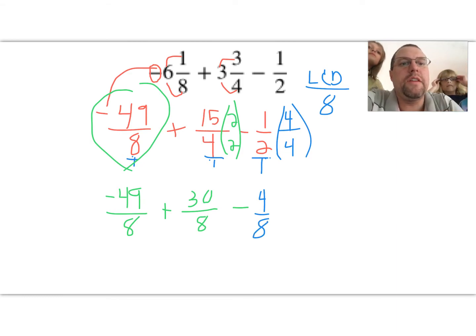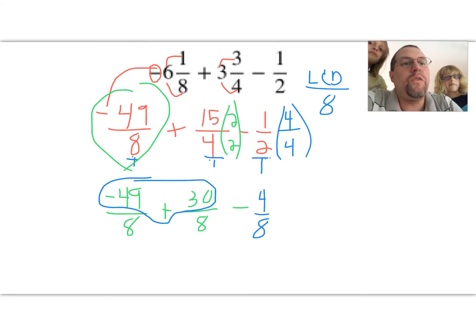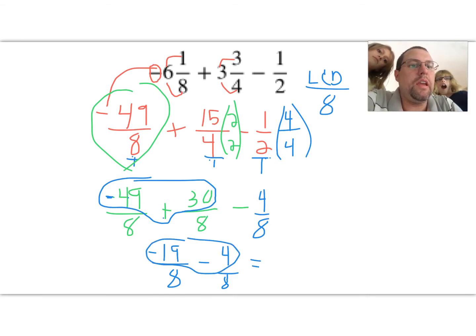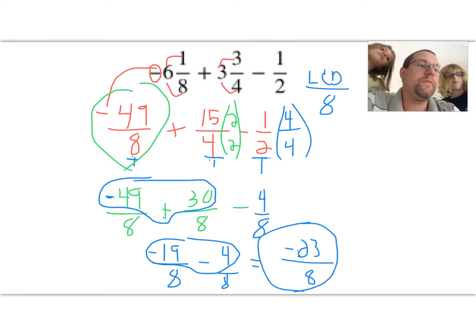So let's go across the top now. Negative 49 minus 30 is negative 19 eighths. But this is negative, so it's like subtracting minus 4/8. So now finish going across the top. Negative 19 minus 4 is negative 23. Oops, 23 eighths. Then our last step is to try to reduce this, but I can't do anything with negative 23 over 8. So there it is. You can leave it as an improper fraction.